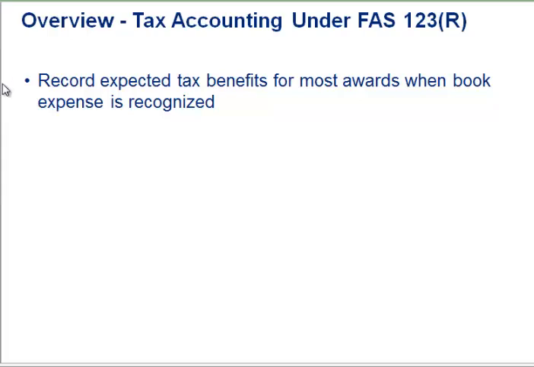Anyways, okay, so record the expected benefits for most awards when the book expense is recognized. So I issue an option or an RSU, books expenses it. Often people refer to this as year one. Year one is the expense. You got to earn it, you got to vest. So when books expenses it, the entry that books is going to record for the expense is going to be debit expense 100, credit APIC 100. That is their journal entry to give you something in the form of stock compensation.